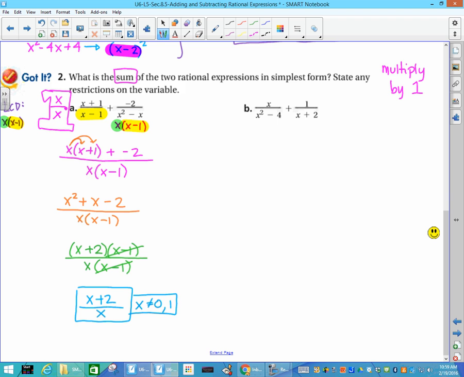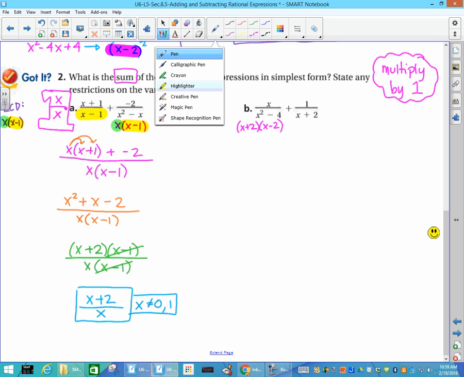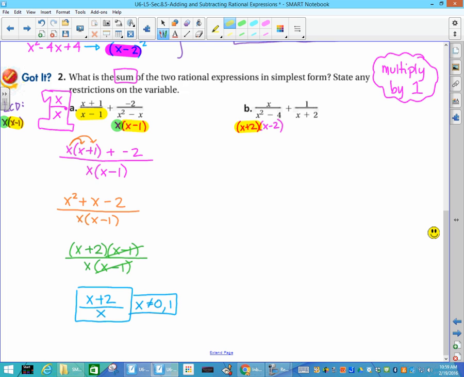All right, so look at part B. Again, the first thing we're going to do is factor. So I'm going to factor this bottom, x plus 2, x minus 2. All right, so you're looking at your factors, and whether you've got your highlighter, there's an x plus 2, and there's an x plus 2. This is a different one, so that's an x minus 2, but hopefully you can see this needs an x minus 2 on the bottom.